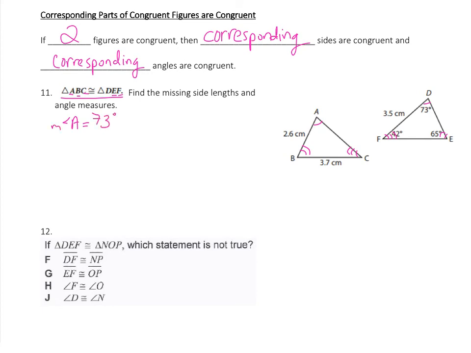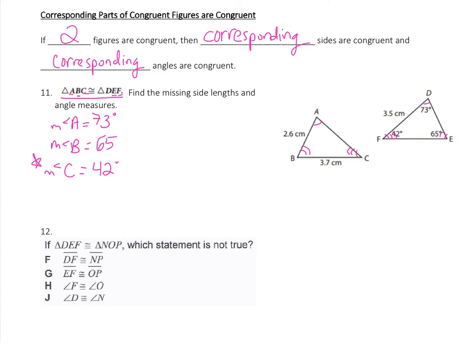Angle B is the same as E, so that means the measure of angle B should be the same as E, which would be 65 degrees. And I want you to do something similar now for angle C. I want you to fill in what angle C should be. You should have filled out that angle C should be 42 degrees.